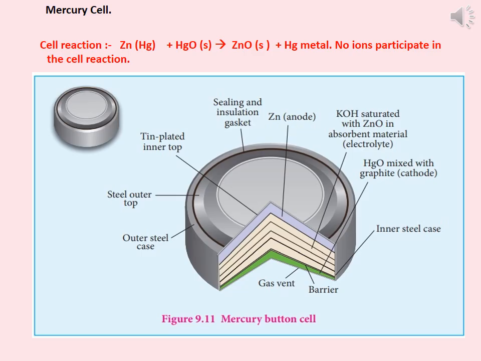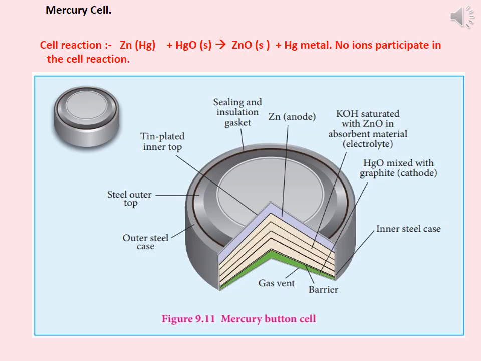The anode comprises of zinc mercury amalgam, ZnHg amalgam, while the cathode is made of a paste of mercuric oxide, that is solid mercuric oxide, and graphite powder. So if you look at the overall cell reaction, zinc amalgam, ZnHg plus mercuric oxide solid gives ZnO, zinc oxide solid plus mercury metal.